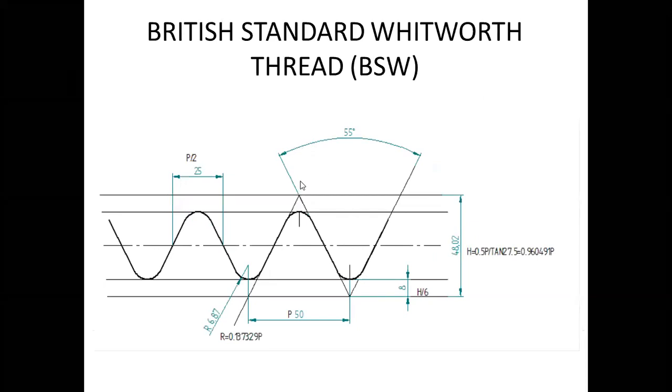Today we are going to start British Standard Whitworth thread. Take down the statement: draw the BSW thread of pitch equal to 50. They only give pitch value. Here you see the distance between two consecutive roots or crests is referred to as pitch. Pitch is equal to 50 they have given. Other dimensions have to be derived from this pitch value. Is it clear?